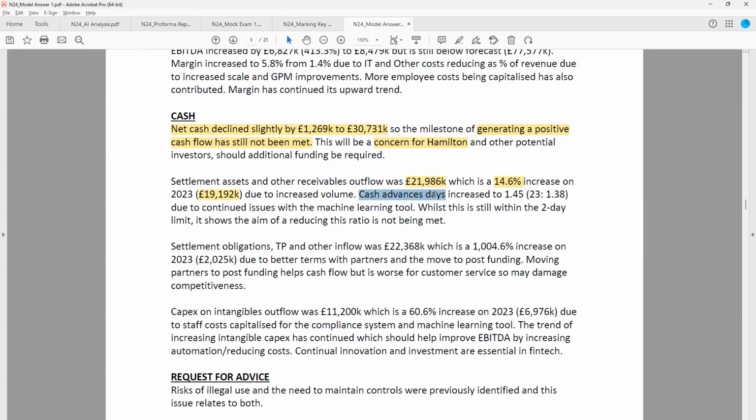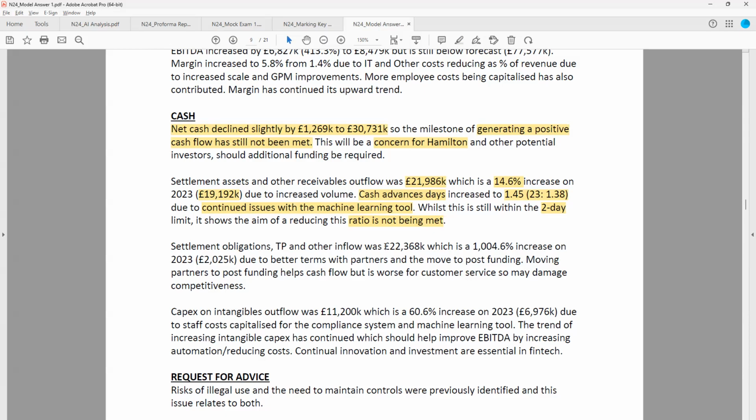But then obviously we can do the cash advances days here, and we can see that has increased. And we've got the reason from the exam paper, the issues with the machine learning tool, and then we also have got this 2-day target as well, which we've got from the AI. So not too dissimilar really from when we're analysing revenues and what changed. What's the reason from the exam paper, some further analysis, which we can do a lot here with the settlement assets, because we've got the cash advances days we can calculate, and then we've got the 2-day limit, so we can see that this ratio is not being met. But again, you've got the pro forma report to give you the structure here.